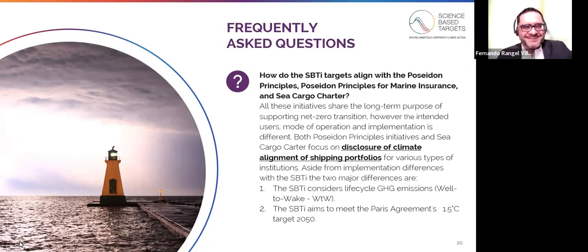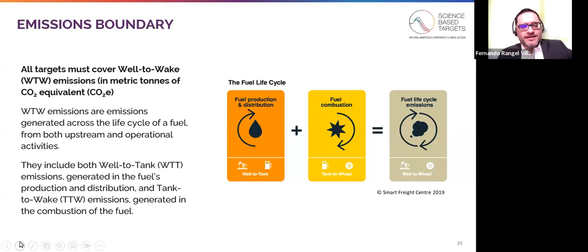Thanks, Fernando. Jean-Marc. Yeah, I'll be taking over for the next couple of slides. Yeah, exactly. So as Jean-Marc was saying, the emissions boundary that we're using in the sector guidance and target setting tool is on a well-to-wake basis, and consistently all targets have to cover emissions boundary of the target has to be also on a well-to-wake basis, that is in metric tons of CO2 equivalent, and there is a strong rationale for this.